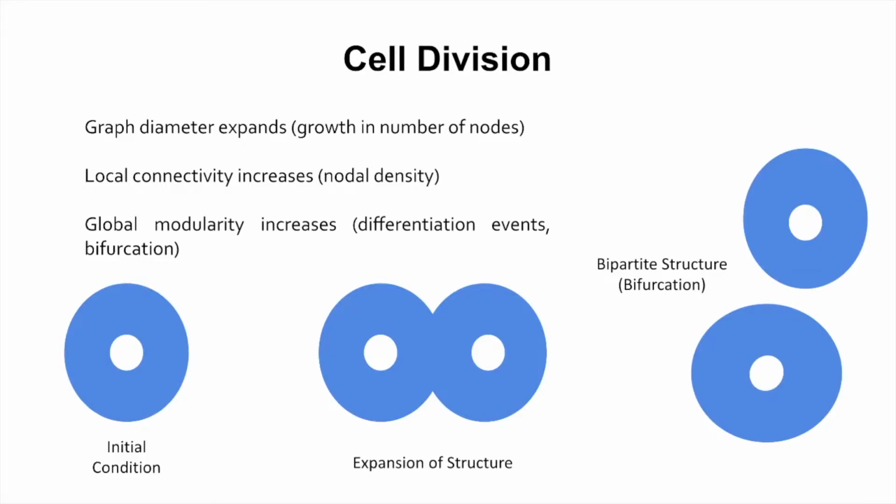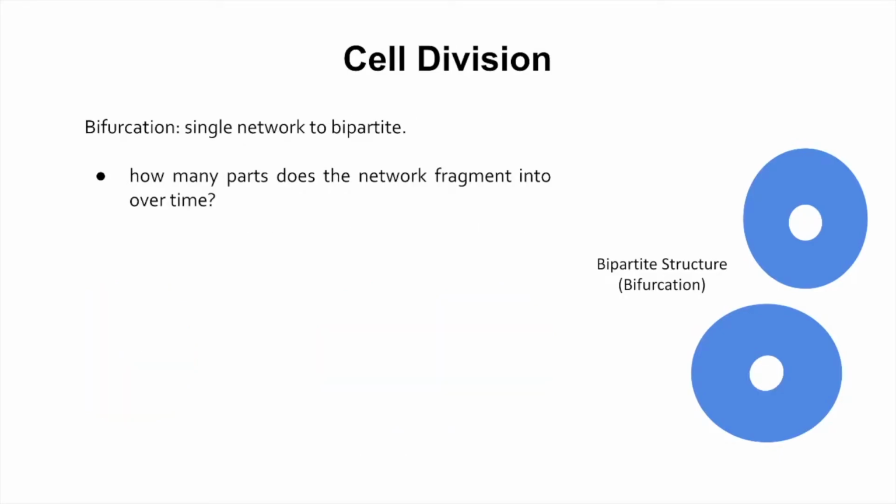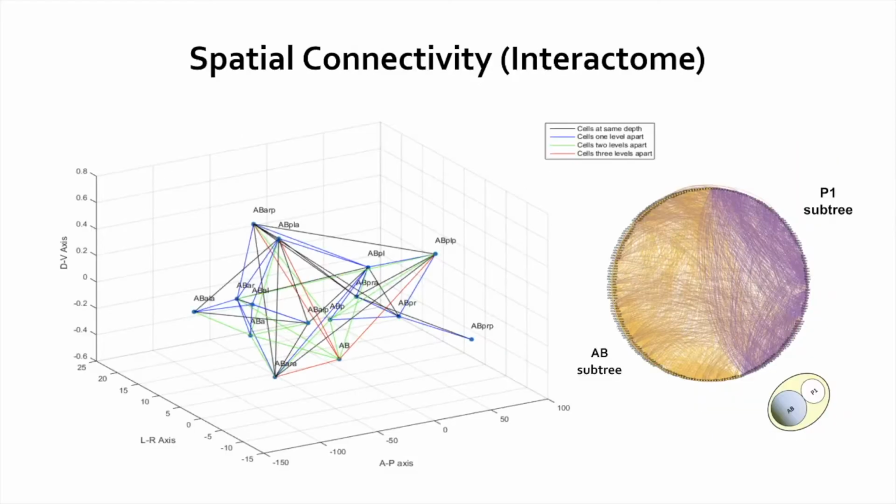This is due to differentiation events in what we call bifurcations. Bifurcations are essentially cell divisions, and in this case, you can see that you have cells that start out as a single cell, and then they start to expand into something that looks like it's going to divide, and then finally you have this bipartite structure, this bifurcation, where you now have 2 cells, where you had 1. This bifurcation structure leads to the questions: how many parts does the network fragment into over time? How many nodes do we fragment into, and does this lead to higher order structures? We can look at this in terms of spatial connectivity, but also temporal connectivity.